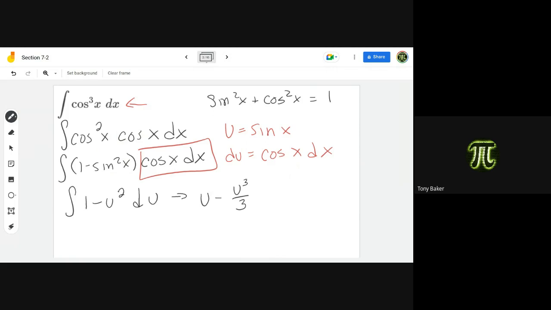So now, remember, you always have to go back to what we had. So we want to go back to my u's. So my integral of cosine to the third x dx equals sine x minus sine to the third x over 3 plus c. And that's it.